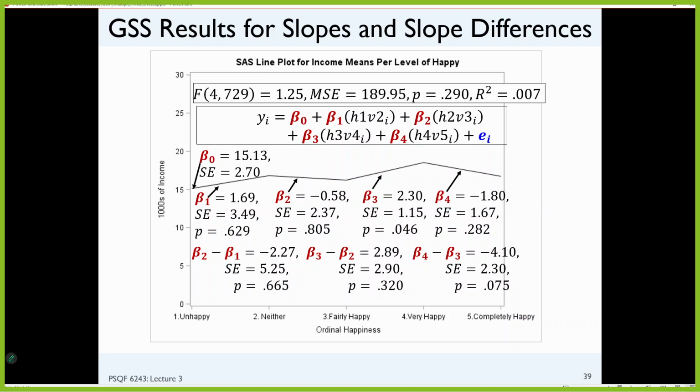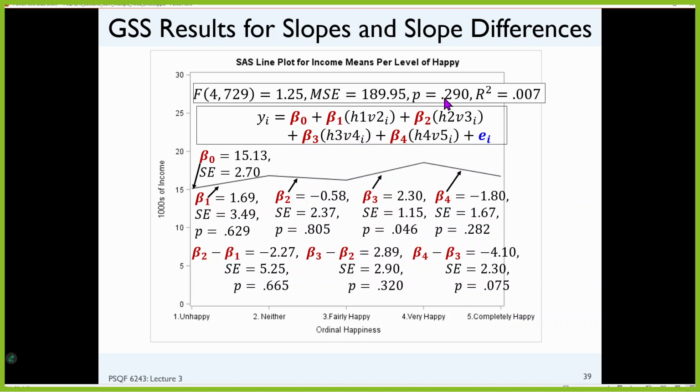It turns out that money does not relate to happiness. It doesn't. So I have these 4 adjacent slopes. Go up a little, go down a little, go up a little, go down a little. And I also tested the slope differences. Is this slope and this slope the same? Yes. This one and this one the same? Yes. This one and this one the same? Yes. So all in all, yeah, a line probably would have been sufficient. However, the line is flat. There is no relationship.